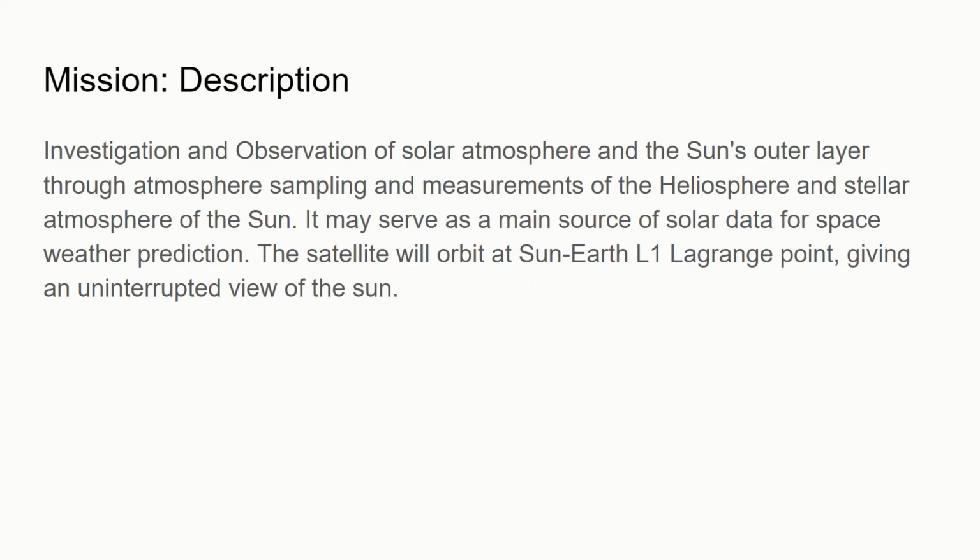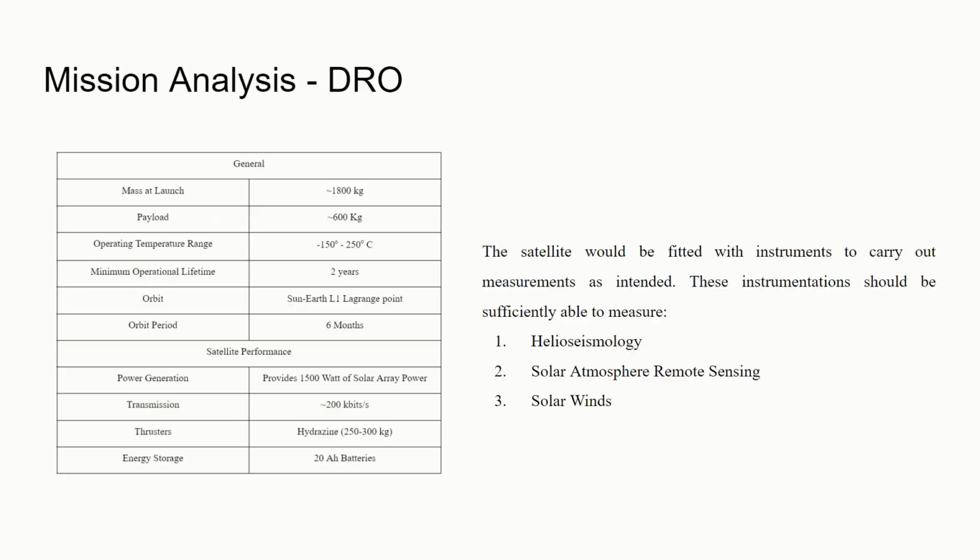The mission description of the satellite is to investigate and observe the solar atmosphere and the Sun's outer layer through atmospheric sampling and measurements of the heliosphere and stellar atmosphere of the Sun. It may serve as a main source of solar data and for space weather prediction. The satellite will orbit at the Sun-Earth L1 Lagrange point, giving an uninterrupted view of the Sun.